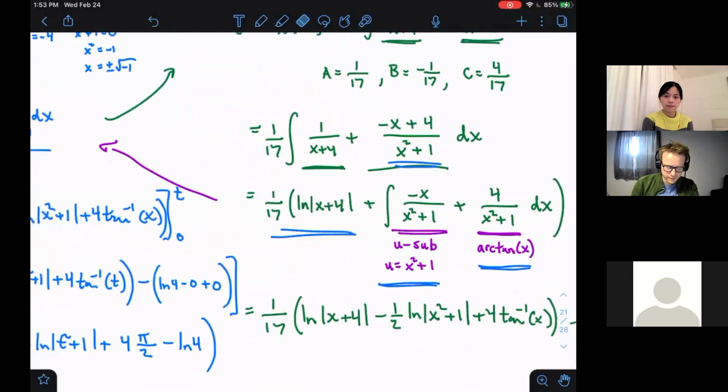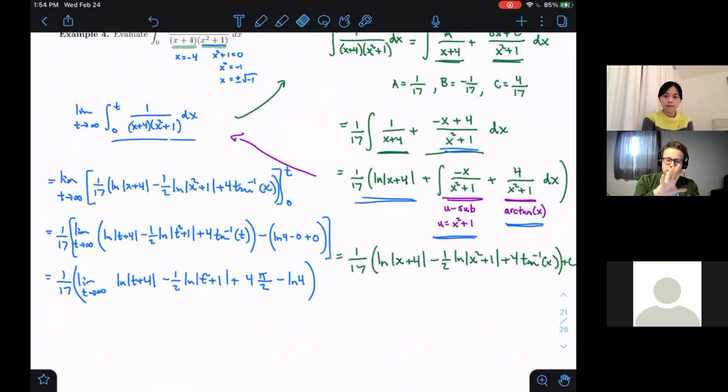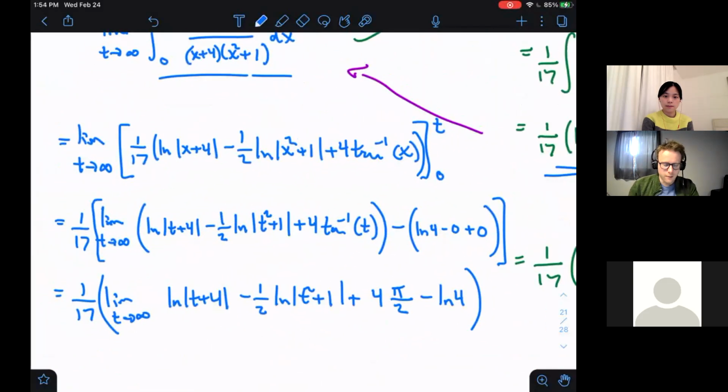So let's see here. I started to plug in some specifics. Once I found the antiderivative of all this, we need to plug in 0 to t. Remember, our improper portion of this comes from the fact that we're integrating to infinity. And so we're going to have some limit as t approaches infinity of this integral evaluated from 0 to t. And so, okay, I know my antiderivative now. I can plug in 0 and I can plug in t.